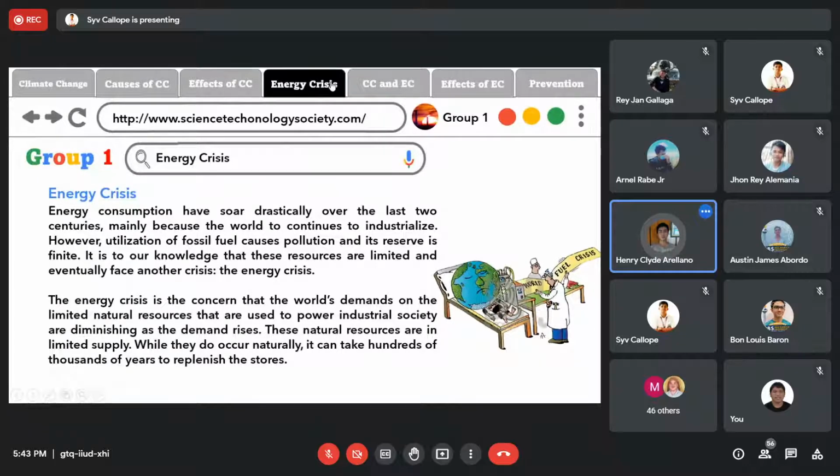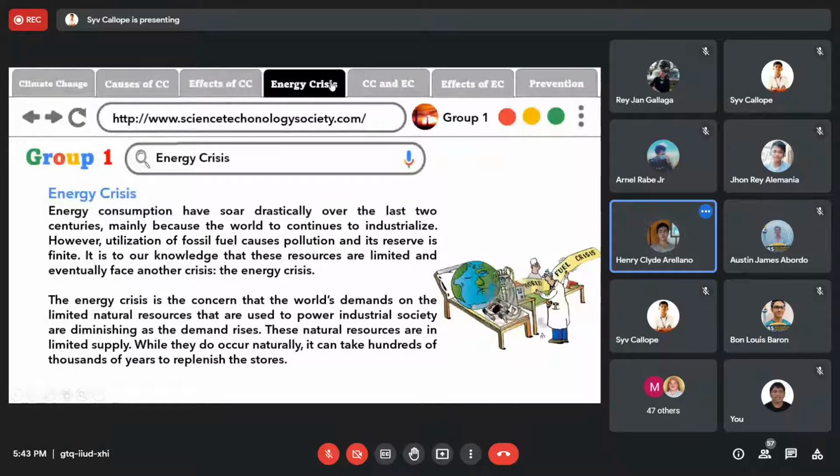The energy crisis is the concern that the world's demand on the limited natural resources that are used to power industrial society are diminishing as the demand rises. These natural resources are in limited supply. While they do occur naturally, it can take hundreds of years to replenish the stores. So, what are the limited natural resources? The limited natural resources here are the fossil fuels, coals, uranium, and natural gases that are used for non-renewable energy resources.